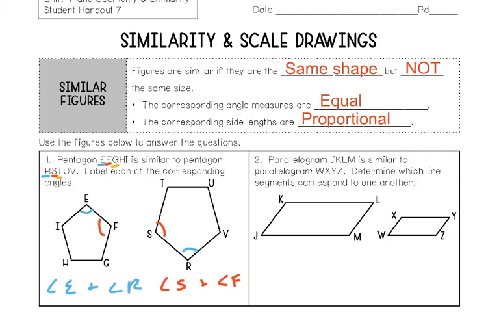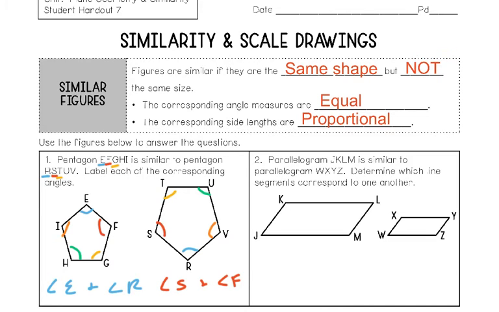G and T, those are corresponding angles. U and H are corresponding angles, and V and I are corresponding angles. So corresponding means they match with the other one, and corresponding angles are congruent. Remember, for a figure to be similar, they have to have corresponding angle measures that are equal. So all these angle measurements are equal, even though the side lengths are different.